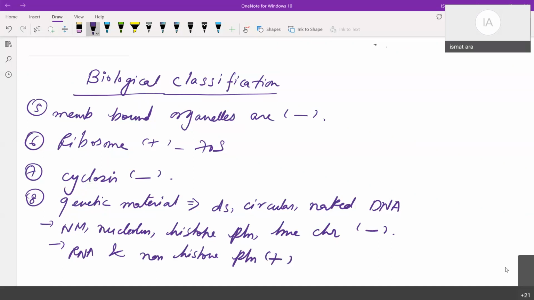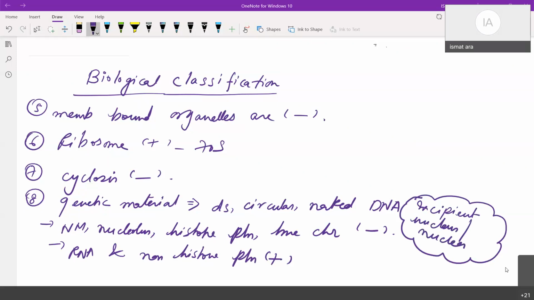That is why the genetic material of bacteria is also called incipient nucleus, or it is called nucleoid. In some cases, it is also called genophore or prochromosome. This is about their genetic material.